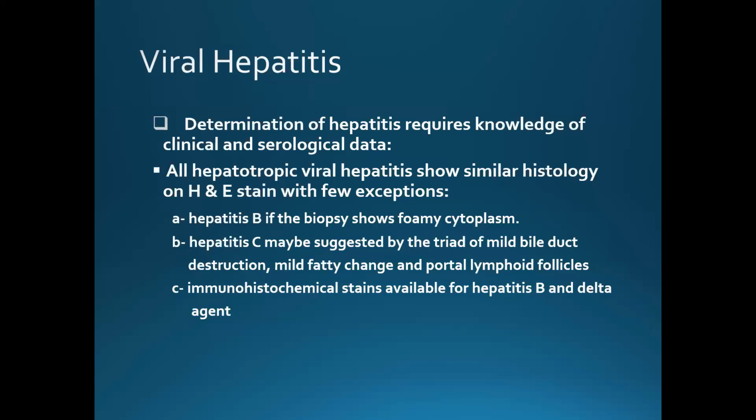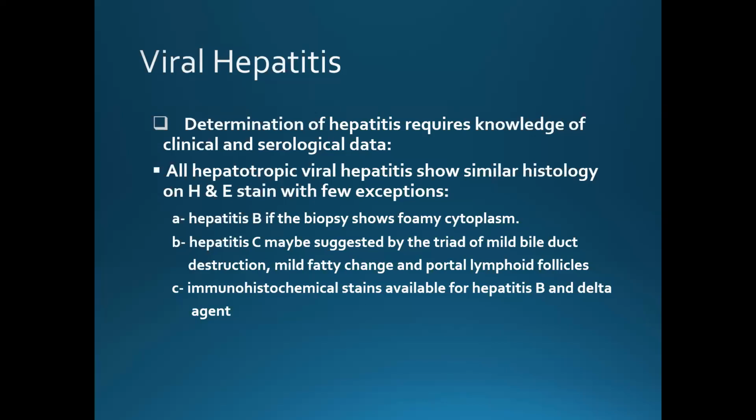You need to look at the clinical presentation in terms of acute versus not acute, and you need to look at features that you may see in the histopathology slide. Example of that, with hepatitis B, you may see foamy cytoplasm. With Hep C, you may see actually destruction of the bile duct. You may see lymphoid follicles. You may see also some mild fatty change.